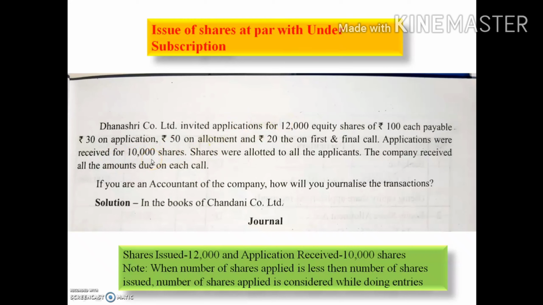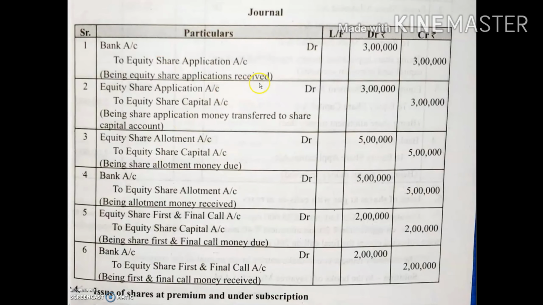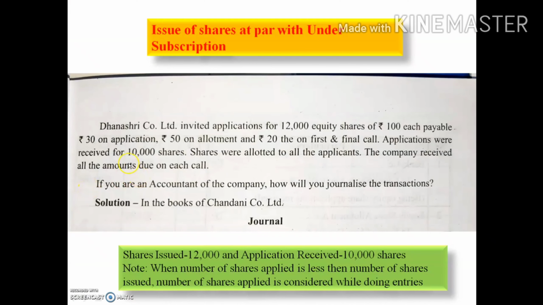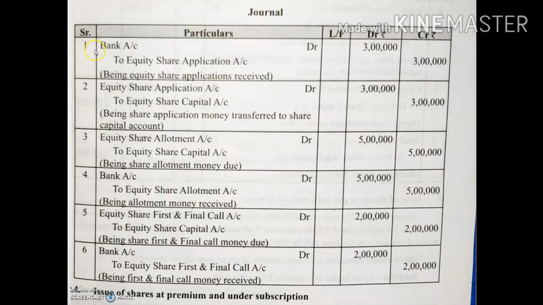Okay, so see the solution. Journal entries will be the same here, but only one point is different: we are taking the received amount instead of 12,000. Remaining things are the same. Under applications, first the receiving entry, after that the transferring entry. Under allotment, first transferring, after that receiving entry. Under calls, first transferring and after that receiving entries. The entries remain the same, nothing will be changed here.